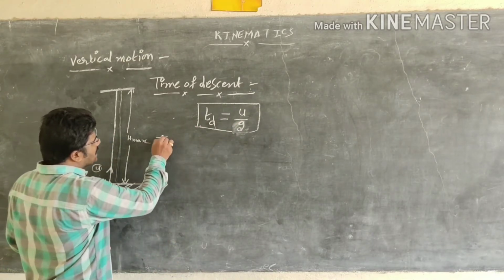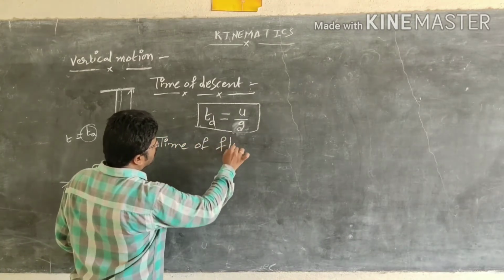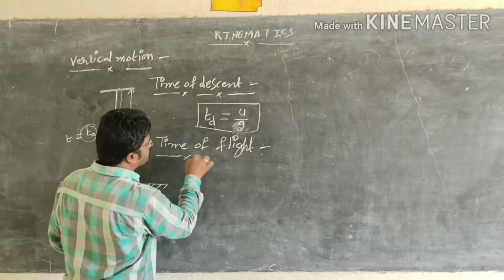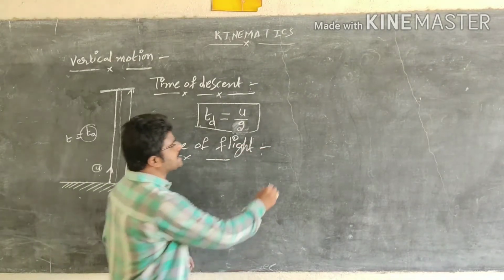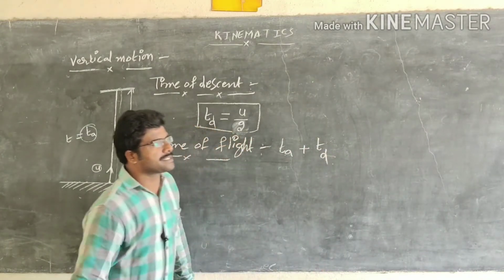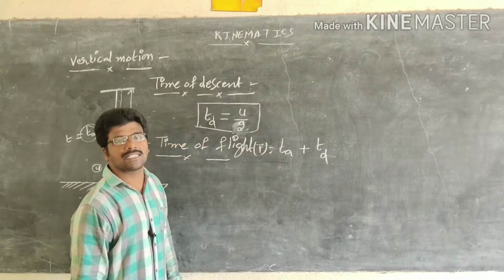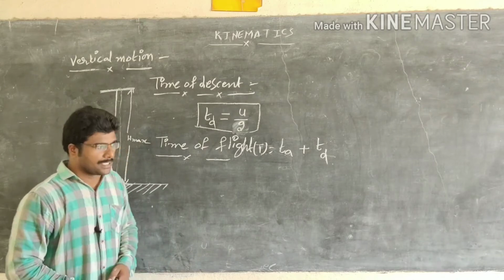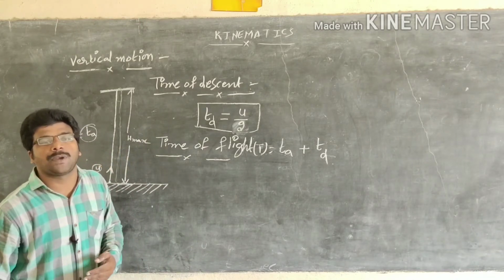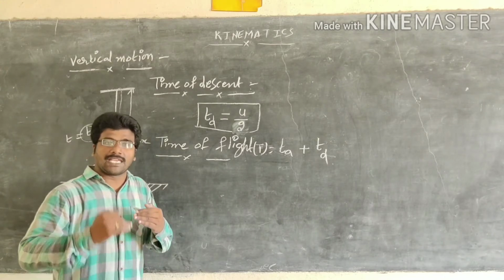Next, another one is time of flight. What does time of flight mean? Time of ascent plus time of descent, TA plus TD. The sum of time of ascent plus time of descent is known as time of flight. Simply, we can say that time of flight means the time in which the body is in air.